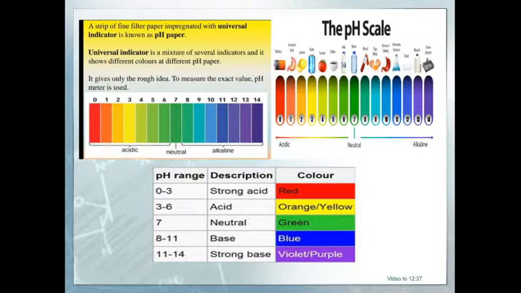It gives only a rough idea. To measure the exact pH value, the pH meter is used, and the pH color chart. Sometimes we use the pH sensor, sometimes we use pH paper, and then we match the color of the pH paper with the pH color chart. If it is a dark red color that comes on the pH paper, it means the pH value of that particular substance is 0.